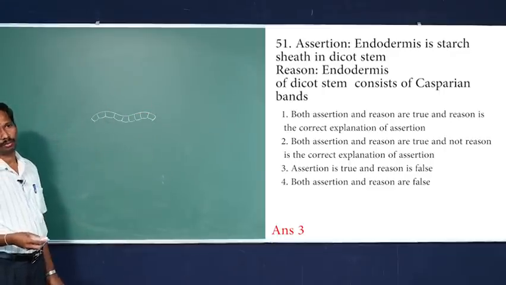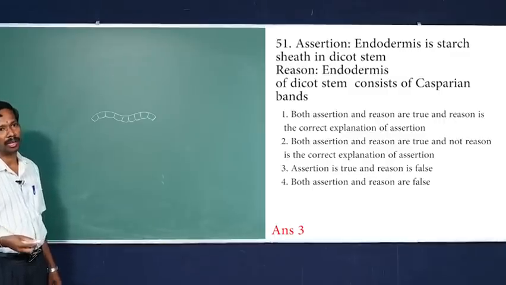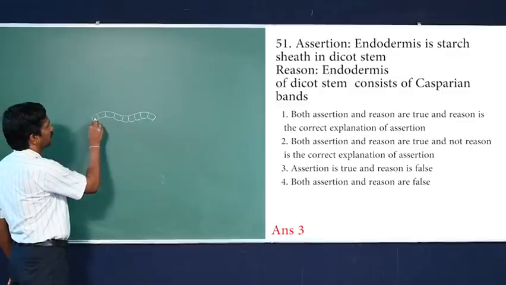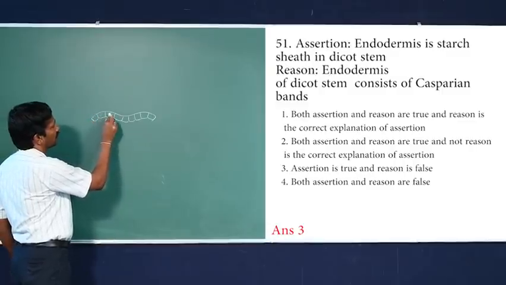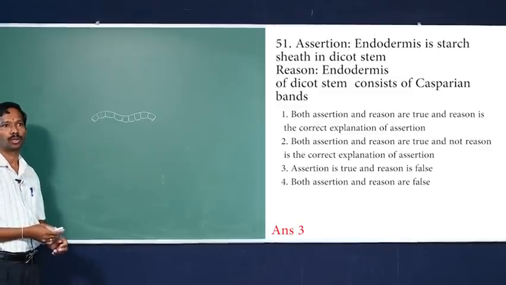And the second reason statement given is: endodermis of dicot stem contains Casparian band. It is wrong, because it contains starch granules, not Casparian thickening. Hence option 3, assertion is true, reason is false, for question number 51.